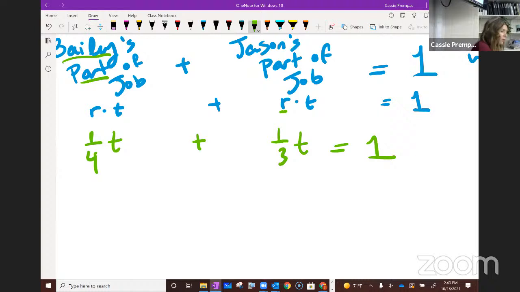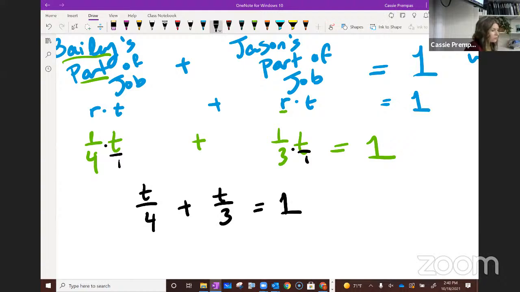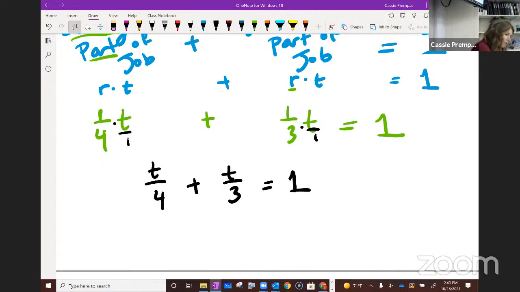Now, when I simplify this equation, if you multiply a fraction times a whole number, you have to put the whole number over 1. So 1/4 times T will simplify to be T over 4. Plus, I need to put this over 1, so that'll simplify to T over 3 is equal to 1. Now we have to solve for T. So we've been working with these types of equations. We have to multiply by a least common denominator. What's the least common denominator between 4 and 3? 12. So we're going to multiply by 12, or you can think 12 over 1.